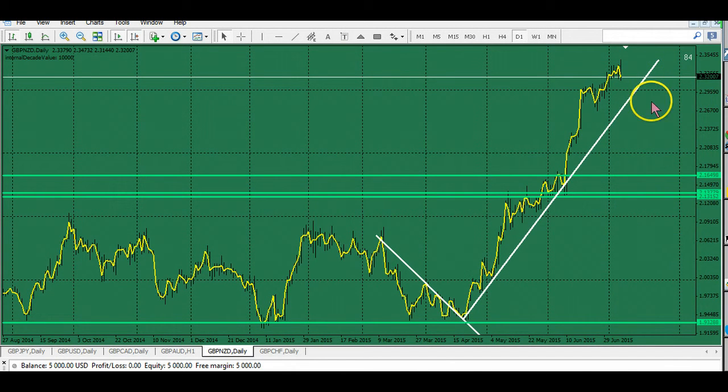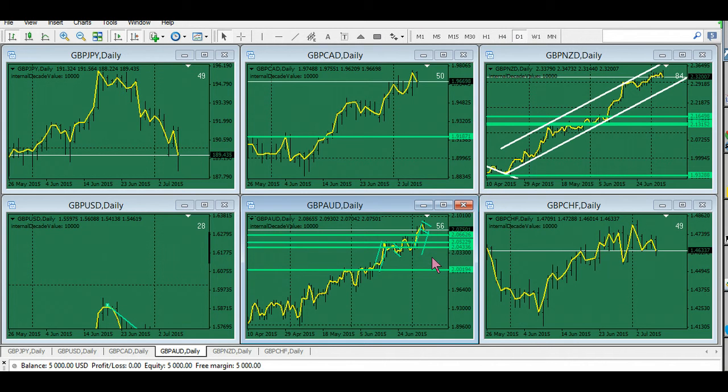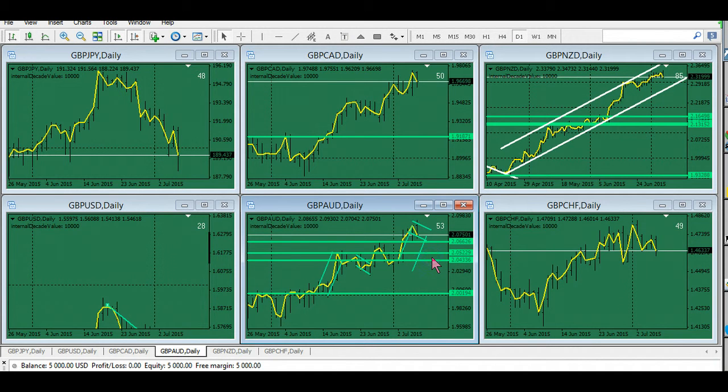This pound New Zealand, wow, very toppy. It's going to roll over at some point. I don't really trade this stuff, but people want this. I guess people were watching that one video. Now here's the daily. Let's just go back to the boring daily chart.